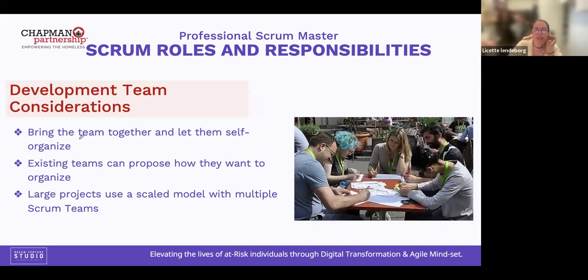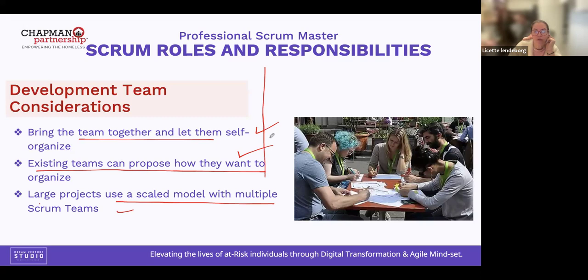Development team considerations. Bring the team together and let them self-organize. They do it independently. Existing teams can propose how they want to organize. So we cannot touch the decisions of the team. I love it. Large projects use a scale module with multiple Scrum teams. So you can have a huge project with a huge product backlog, because this product backlog is so big that you can have different Scrum teams.